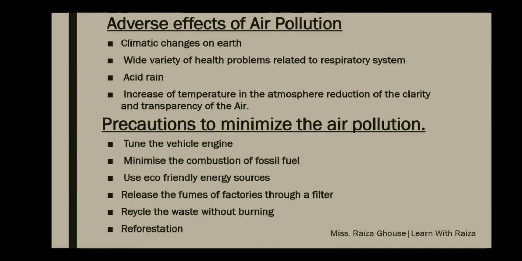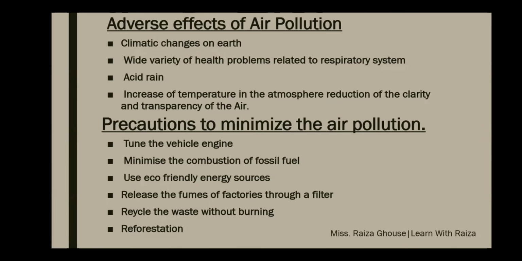Acid rain is happening due to the release of much carbon monoxide and carbon dioxide and other gases. Then acid rain occurs. Increase of temperature in the atmosphere, high temperature. What is the reason? Ultraviolet rays are reaching our earth. Ultraviolet rays are coming to the earth because there's a hole in that layer. Which layer? Ultraviolet rays are prevented from reaching the earth by the stratosphere. So when the stratosphere is damaged, ultraviolet rays reach here. Then the temperature in the atmosphere increases.